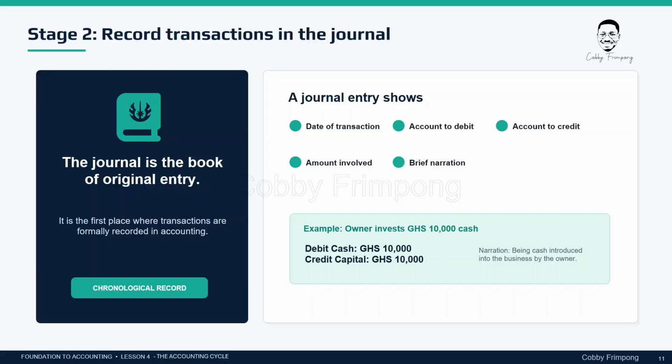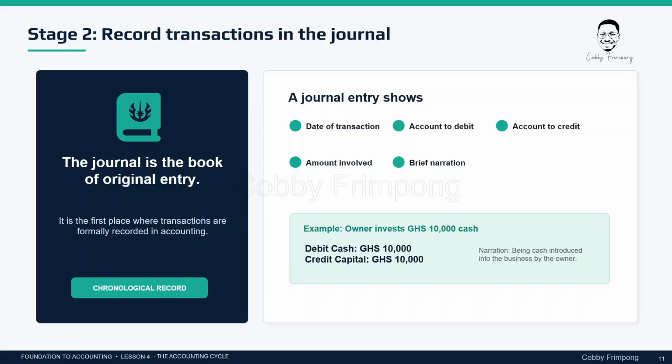Stage 2. Record transactions in the journal. After identifying and analyzing the transaction, the next step is to record it in the journal. The journal is the book of original entry. A journal entry shows the date, the account to debit, the account to credit, the amount involved, and a brief explanation called narration.